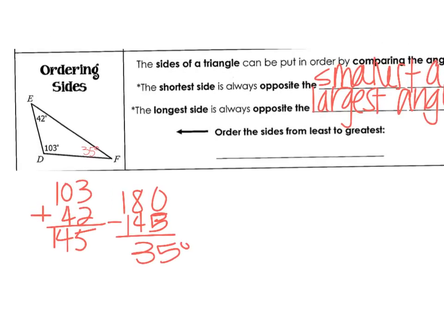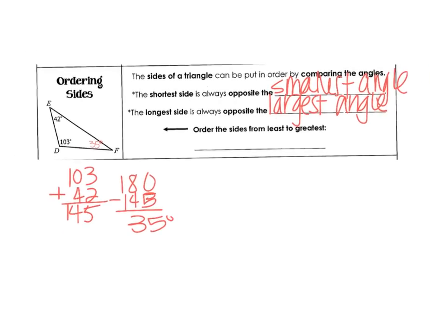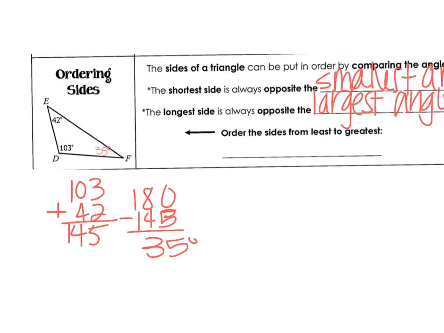Now, what we want to do is look for the smallest angle because the smallest angle is going to be opposite the shortest side. So our smallest angle is angle F, so opposite angle F is going to be ED. Now we're ordering the sides from least to greatest, so smallest angle is the shortest side. So ED is the shortest side. Then the next smallest angle would be E, so opposite that side would be DF. So DF is the next smallest side. And then our biggest angle is 103 and angle D, and opposite angle D is EF. So side EF is the greatest. That's our longest side. And we just ordered the sides by first comparing the angles.